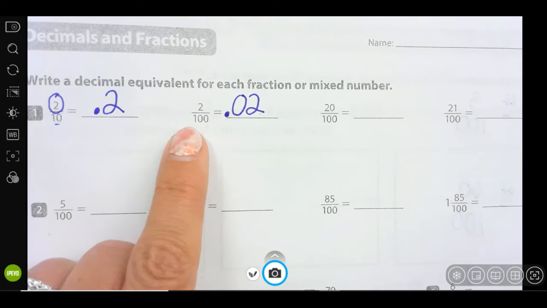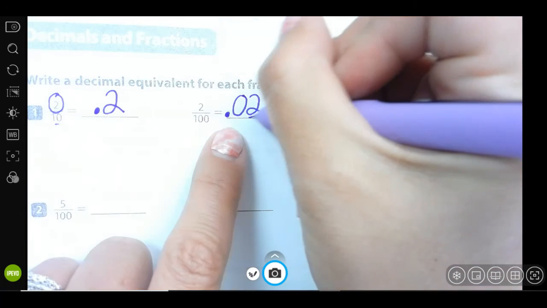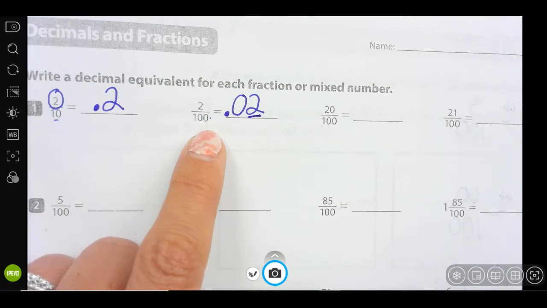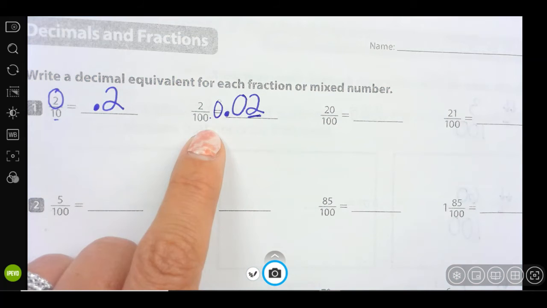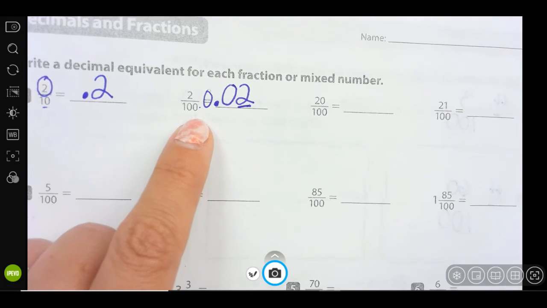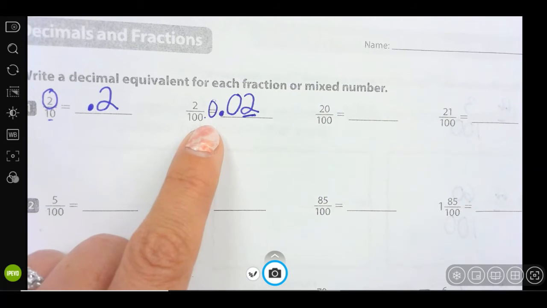Wait, why is the dot behind the 0 and 2? Because the 2 needs to be in the hundredths place value. Okay. So wouldn't there be 0 in front of that dot too? Yeah, there's a 0 in front of the dot too. You don't have to put the 0 there because if there's nothing there, we automatically assume that there's a 0 there. But you don't have to. Sometimes when you put too many zeros, it might confuse your brain. So do what's easier for you, okay?